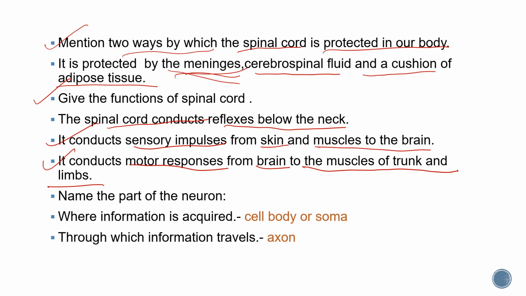And now the last question is, name the part of the neuron where the information is acquired. That is acquired in the cell body or the soma, and the part through which the information travels is the axon. So these are very common questions and they keep on coming.